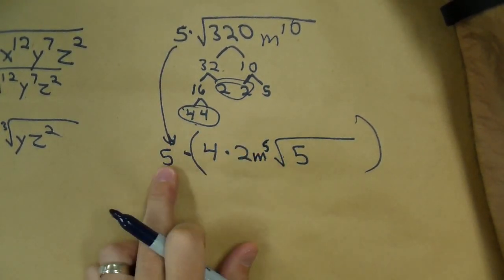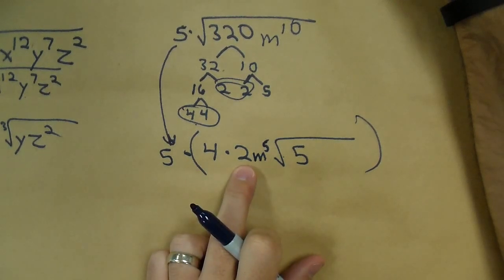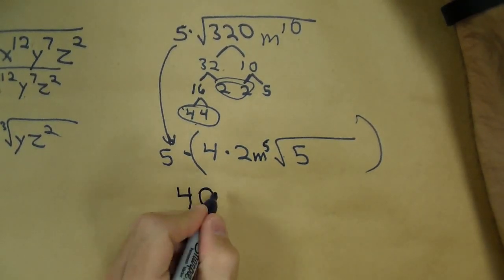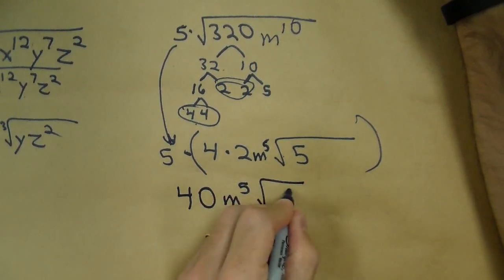Now I'm just going to put this together. 2 and 4 is 8, and 5 is 40, so 40m to the 5th root 5.